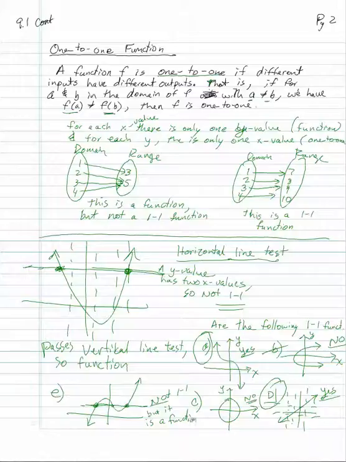Okay? So you can be a function and not a one-to-one function. So a one-to-one function is very selective. Now, one theorem about a one-to-one function: it has what's called an inverse function. For an inverse, you just switch the x's and y's. So inverse correspondence is just switching the input values and the output values.